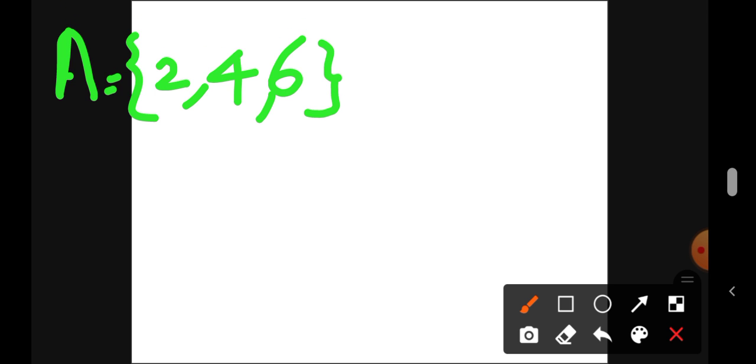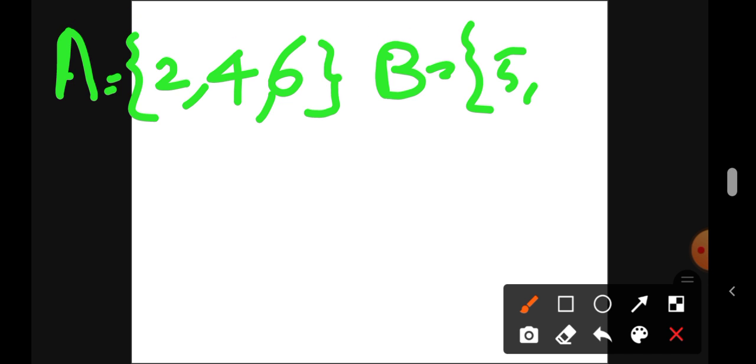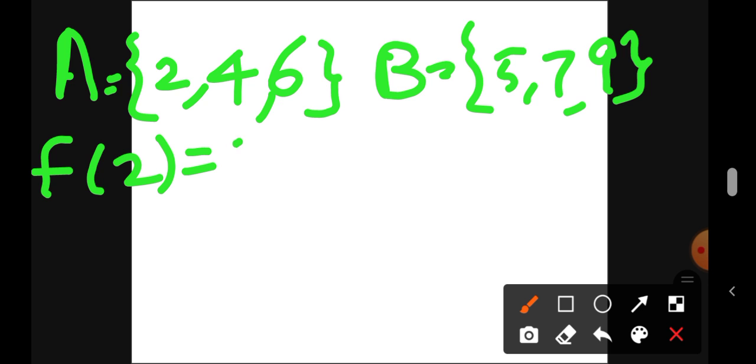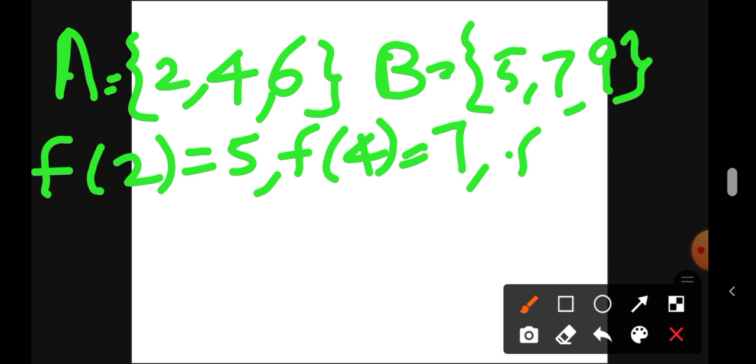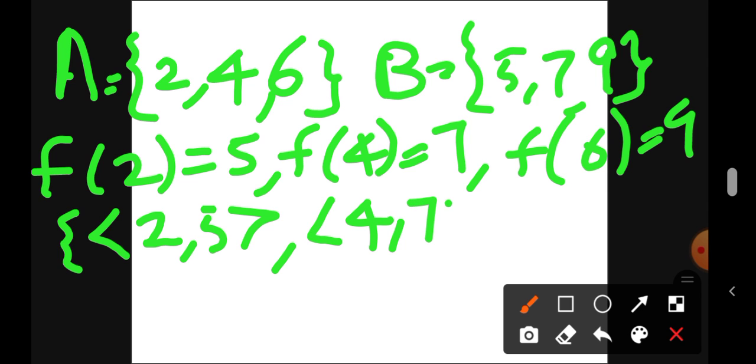Suppose we have a is equal to the set 2 4 6 and b is equal to the set 5 7 9. Then we have a function f from a to b and is given as f of 2 is equal to 5, f of 4 is equal to 7 and f of 6 is equal to 9, and we can represent f as a set of pairs 2 5, 4 7 and 6 9.